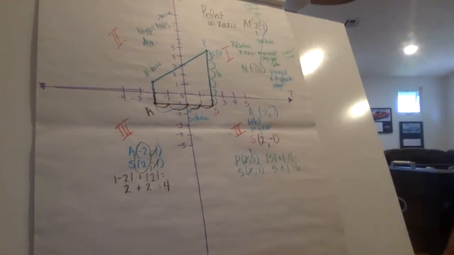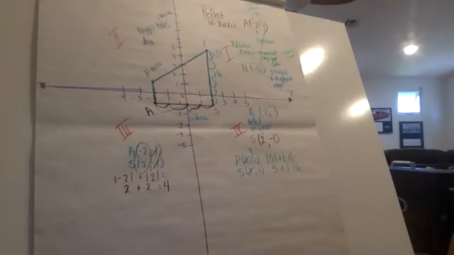What polygon is this? What type of polygon is this? What does it look like? Anyone, everyone? Somebody tell me. Jason, what is it?